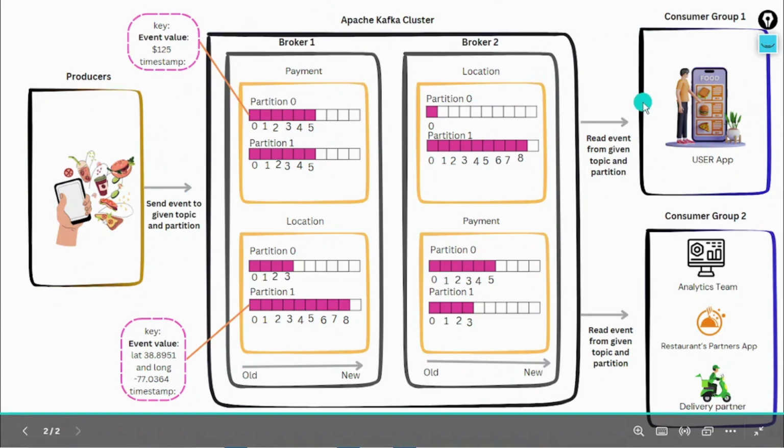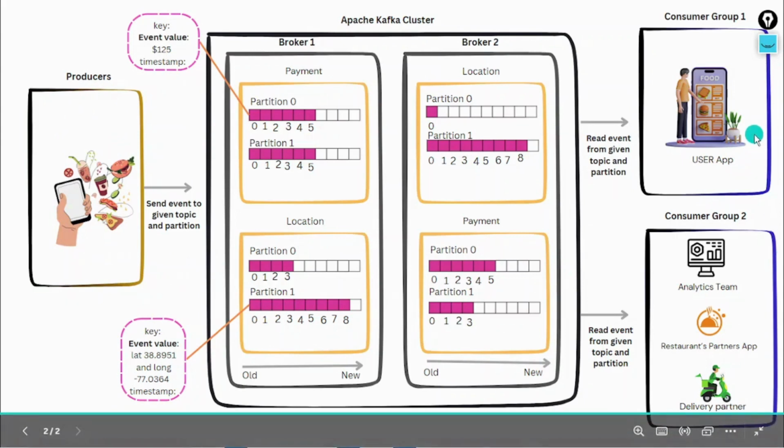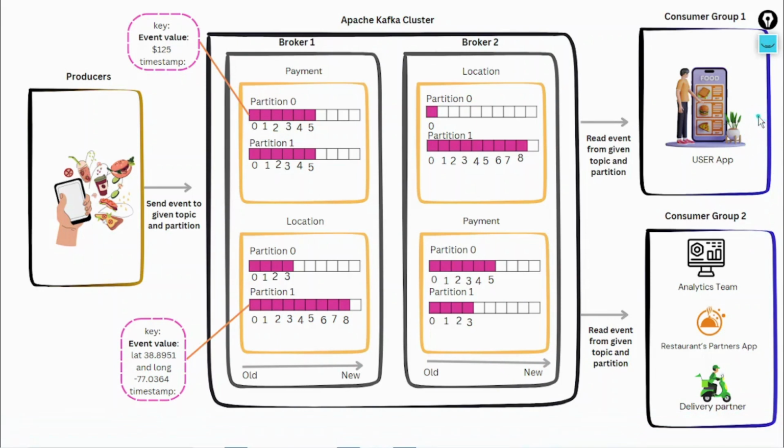This kind of design is perfectly suited for microservices applications, like in our case, the food delivery app. Here we can have one or more producers, but in our examples we are using only one producer, our food delivery app. For consumers, we have two groups. One is the consumer one group, which has the user app, basically the person who is ordering the food.